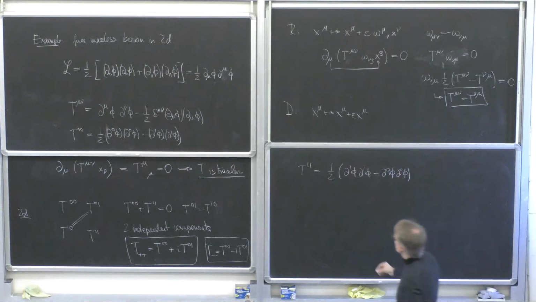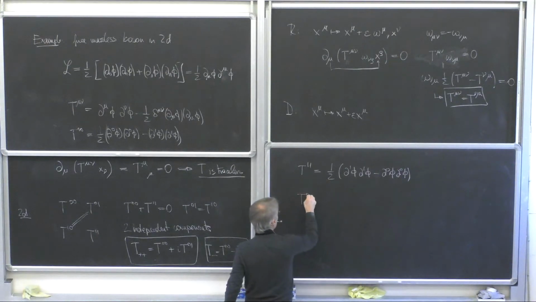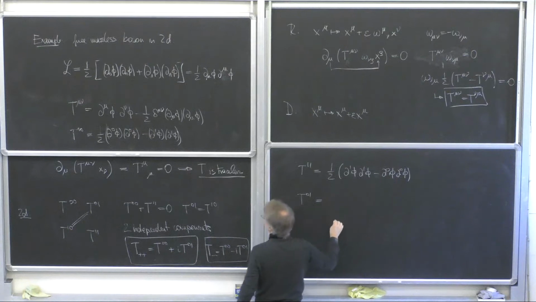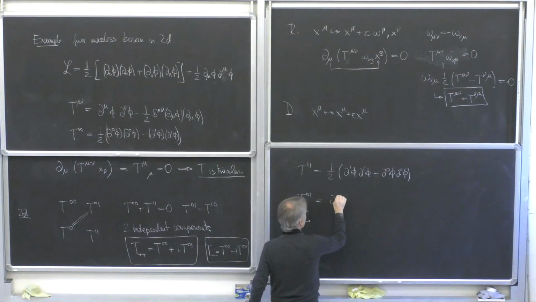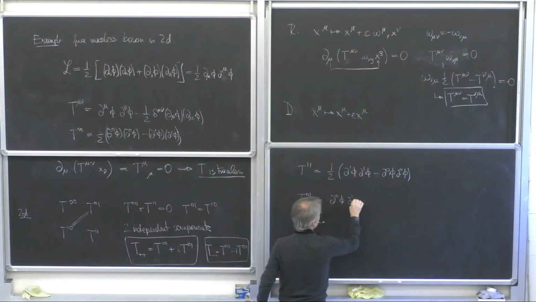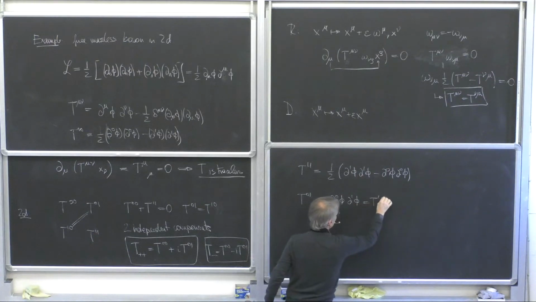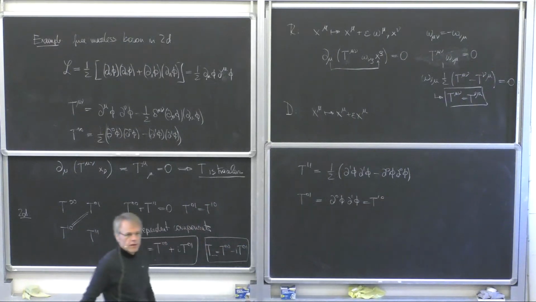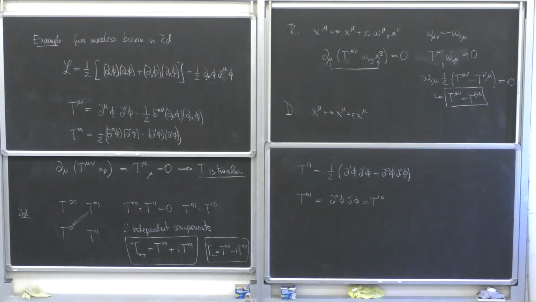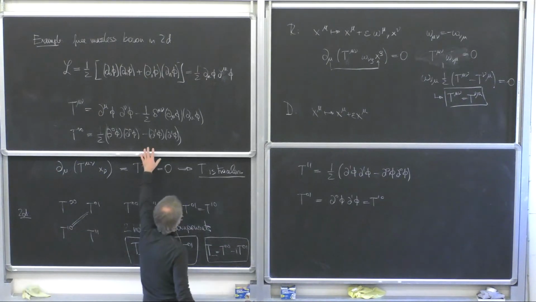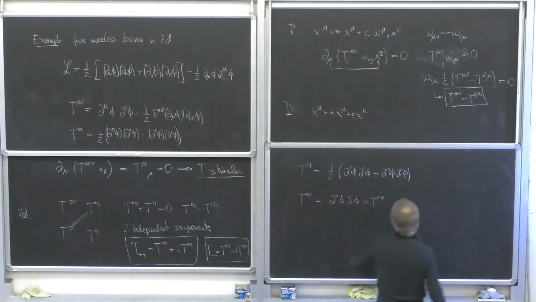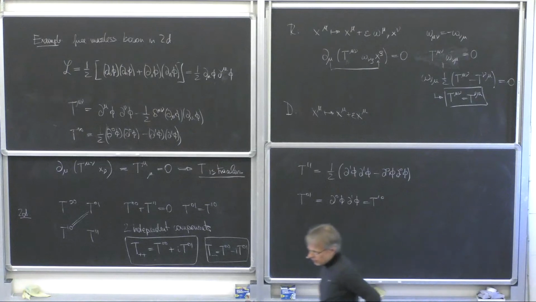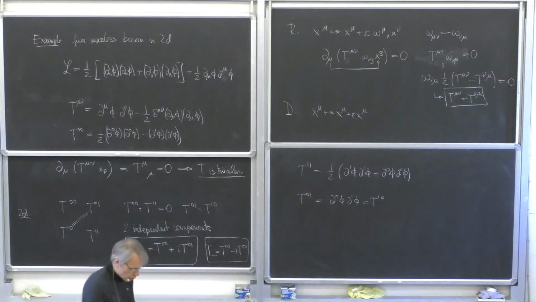And then the other two components are just T01, which is going to be d0 phi d1 phi, and obviously that's going to be the same as T10. So it's obviously symmetric, and it's traceless because this component and this component add up to 0.